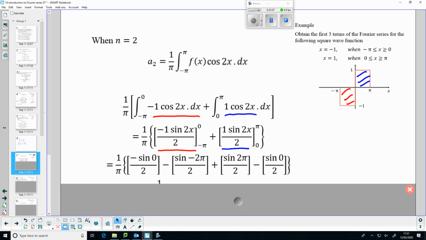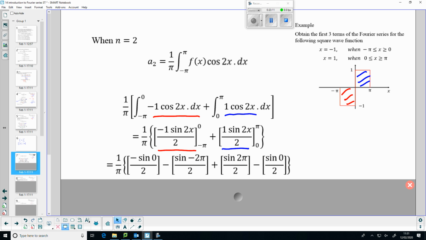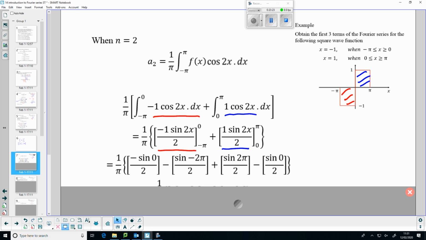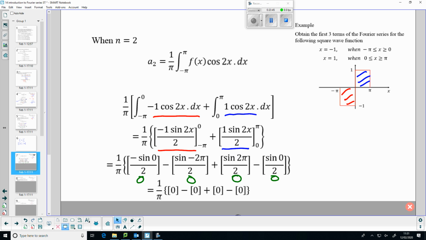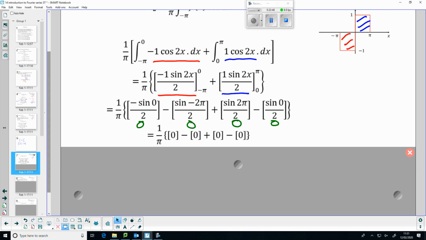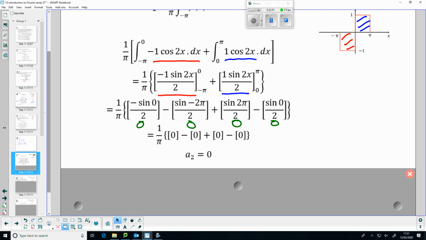We then expand that out. Minus sine zero over 2. Well, minus sine zero we already said was 0. So 0 over 2 is 0. Sine of minus 2 pi, 0. Sine of 2 pi, 0. Sine of 0. So again, all those terms are 0. Therefore, the whole lot is equal to 0, and there is no A2 term.